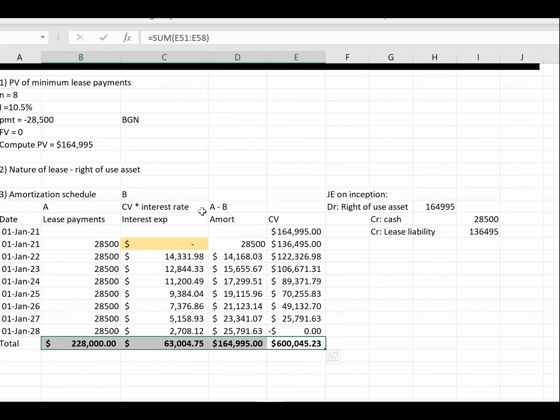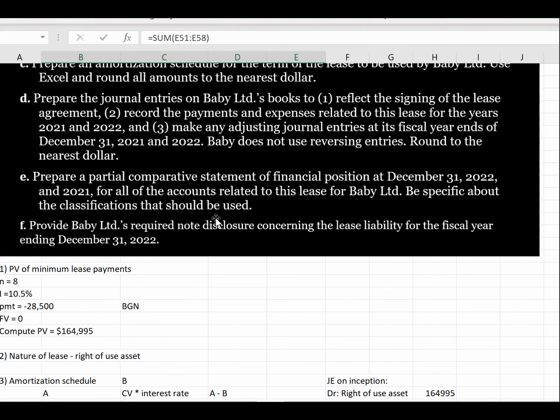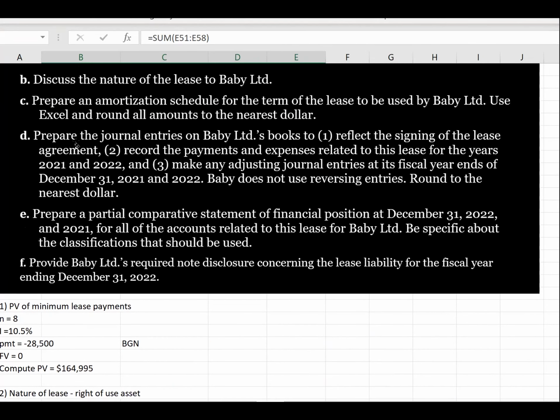All right, so let's see what we have next. So we did the lease amortization schedule. D says, prepare the journal entries on Baby Limited's books to reflect the signing of the lease agreement. Well, conveniently, we just did that entry. E: record the payments and expenses related to this lease for the years 2021 and 2022 and make the adjusting entries at the end of the year.